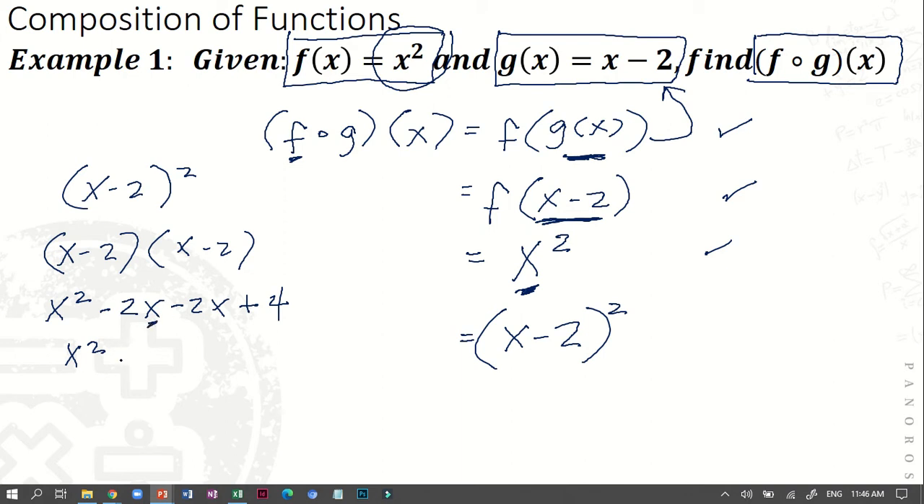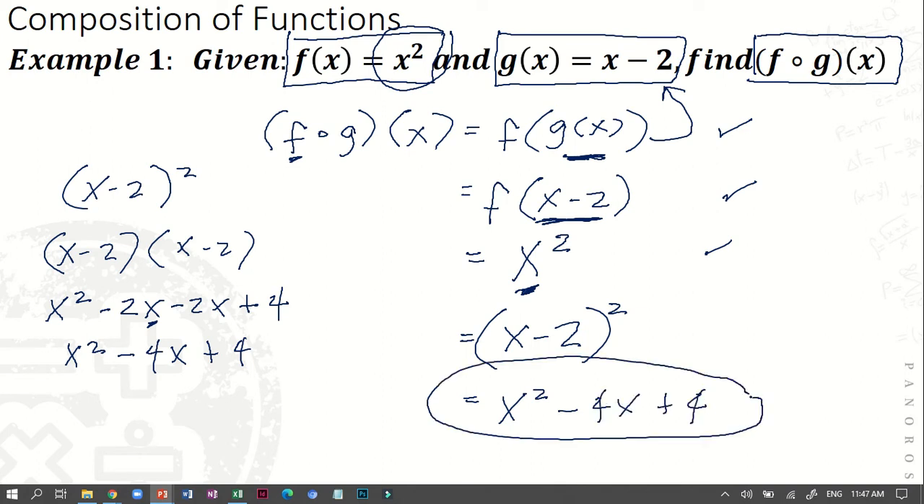So, we will have here negative 2 minus 2. So, that will be negative 4. Then, copy x and then plus 4. Okay, so therefore, the final answer in our composition was f composite g of x is equals to x squared minus 4x plus 4. So, ito yung ating final answer.